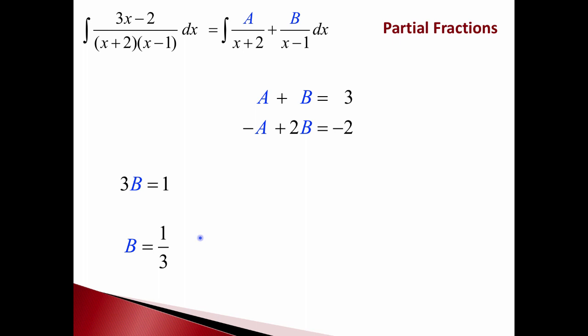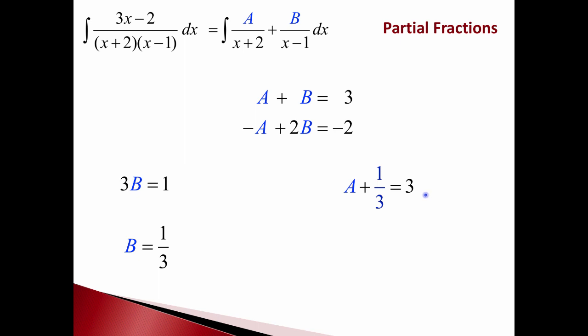1 divided by 3. Now as soon as I know what b is, I can substitute that back into one of the equations. Either one, the top one's probably the easiest one. So a plus a third, because that's what b is, a plus a third has to equal 3. That's my first equation. Then I take the third to the other side. I have to do a little arithmetic with fractions.